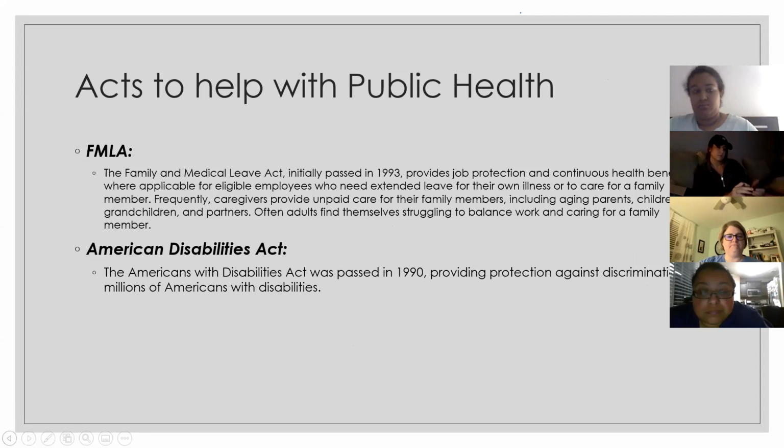Any questions on that? Just another example. We looked at our acts with public health. I want you to know both of these. FMLA, or the Family and Medical Leave Act, is going to protect jobs and health benefits when someone needs to care for their sick child, sick parent, sick whatever. This was passed in 1993, and it will help take that stress out of caring for an ill family member.